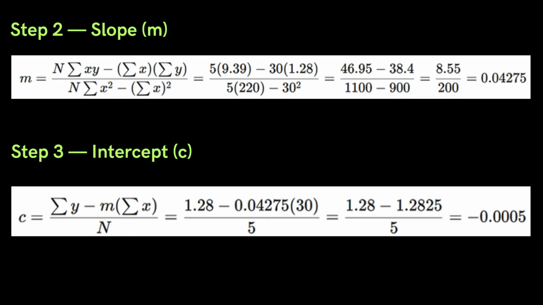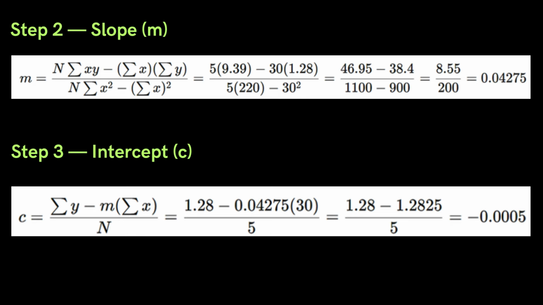The slope is calculated using the equation m equals n summation of xy minus summation of x into summation of y divided by n into summation of x square minus summation of x to the power 2. Substituting the values from the previous screen, m is equal to 5 into 9.39 minus 30 into 1.28 divided by 5 into 220 minus 30 to power 2.